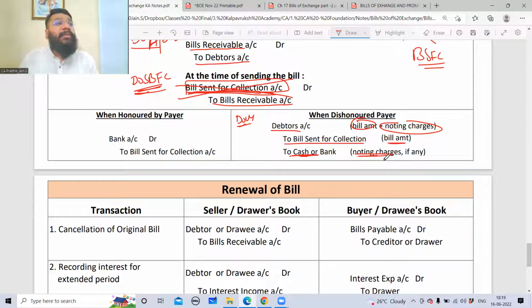Let's suppose the money you're supposed to collect for the bill is 50,000. So you will close the bills sent for collection, 50,000. 100 rupees you would have paid to the notary; you will pay 100 rupees to the bank, and the bank would have paid the notary public. So we have to recreate 50,100 as debtor. Debtor account debit 50,100, to bills sent for collection 50,000, to cash or bank 100. This entry will come in case the bill is dishonored. This is in the books of the drawer.